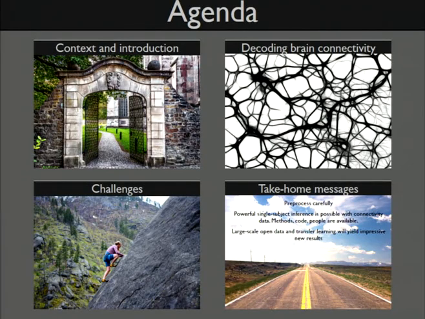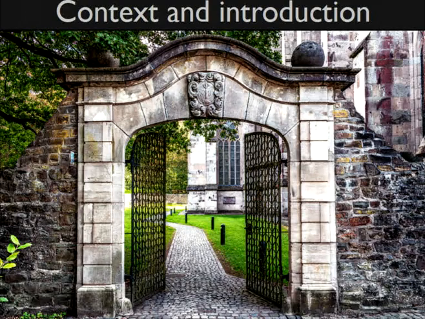So what are we going to talk about? First, I'm going to give you a bit of context. Why do we care about connectivity? This is about clinical neuroscience mostly. I'm going to show you how you can do decoding, so how you can do machine learning with this kind of data. I'm going to talk about some challenges because it's even more difficult than with activity or structural data, unfortunately. And then I'll give you some take-home messages.